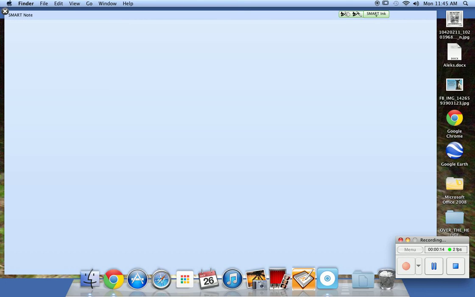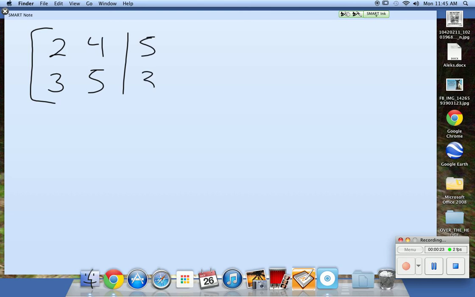Matrices. A matrix looks like this: 2, 3, 4, 5, 5, 3. We're going to learn how to solve that matrix. We'll never use it again. No, I did. I put it in different numbers, but that's okay.